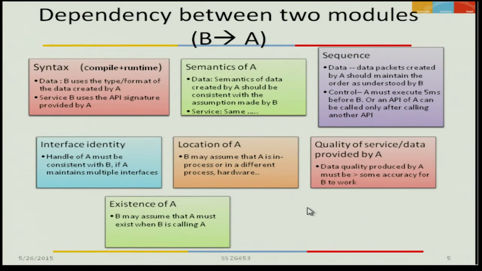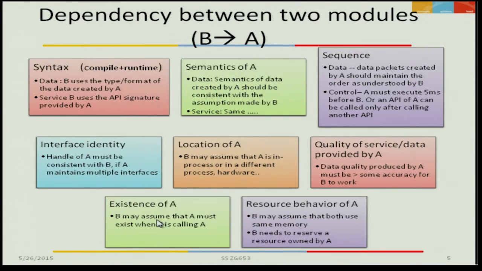Existence of A is also a very interesting dependency between B and A. Here B is dependent on A. B is assuming that A must exist when B is calling A, and if that assumption is not valid, then the whole program might crash. This is a very common example of people making mistakes of not creating an object and then trying to reference that object, creating a null pointer exception.